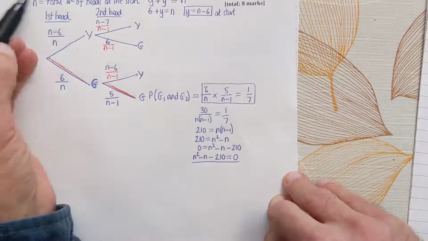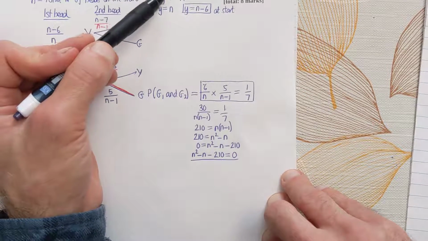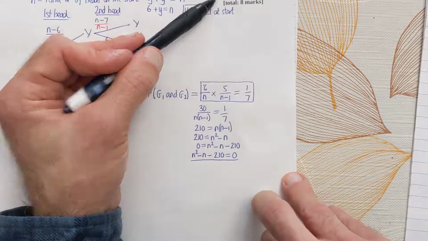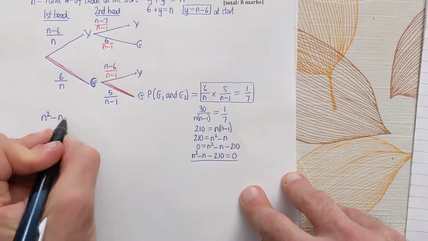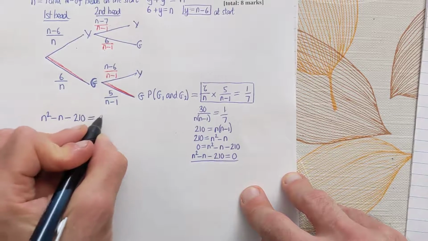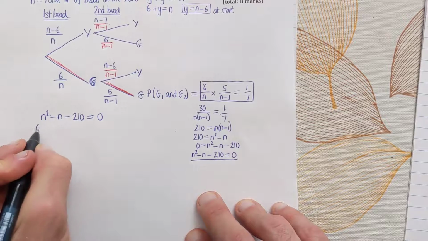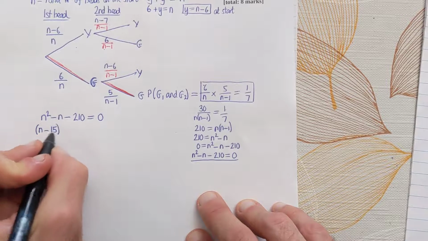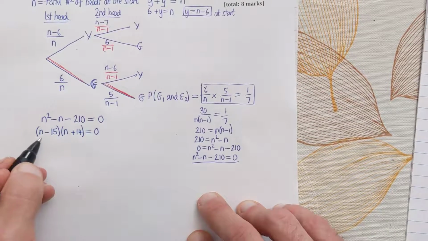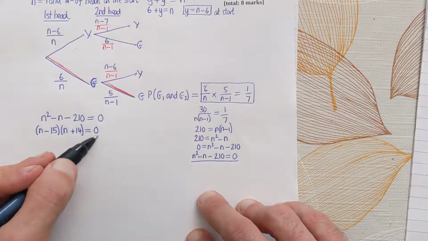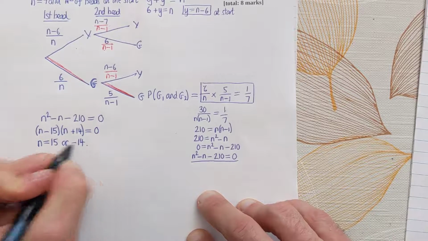I'll move over to the left for the last part. It says solve this equation to work out how many beads were in the bag at the start. So we have n squared minus n minus 210 is 0. And this, in fact, factorizes. So if you think about it a little bit, you will see that it factorizes to n minus 15, n plus 14 is 0, giving us n equals 15 or minus 14.